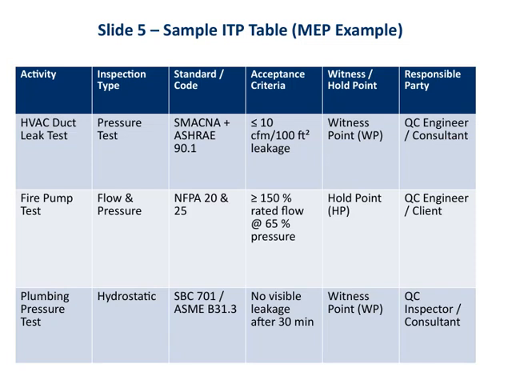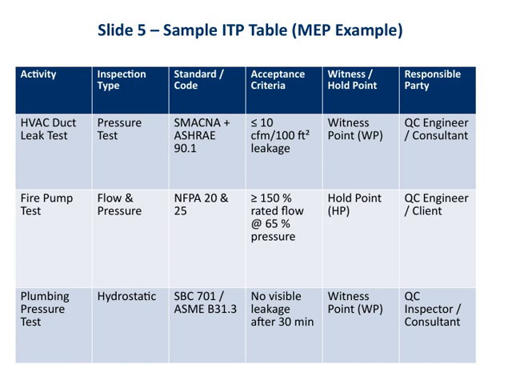Let's take a closer look at this sample ITP table, which illustrates an MEP example. Here, we see different activities listed, such as HVAC duct leak testing, fire pump testing, and plumbing pressure testing. For each activity, there are specific inspection types, standards or codes that apply, and acceptance criteria we need to meet. Notice that for the HVAC duct leak test, the pressure test must adhere to SMACNA and ASHRAE 90.1 standards, with a leakage limit of 10 cubic feet per minute per 100 square feet of duct. This is a critical quality measure to ensure system efficiency.